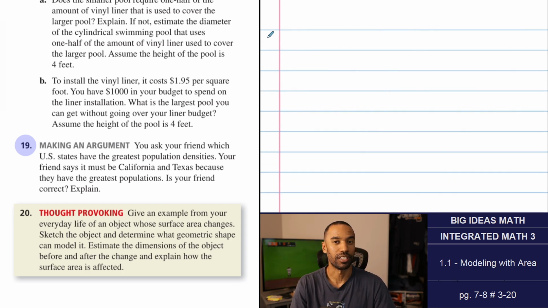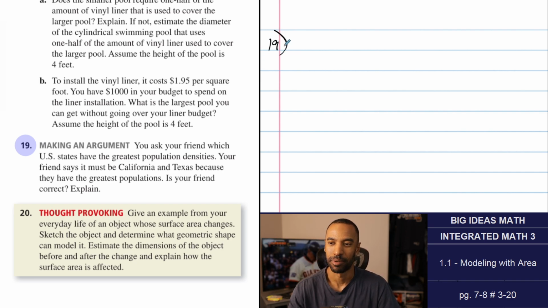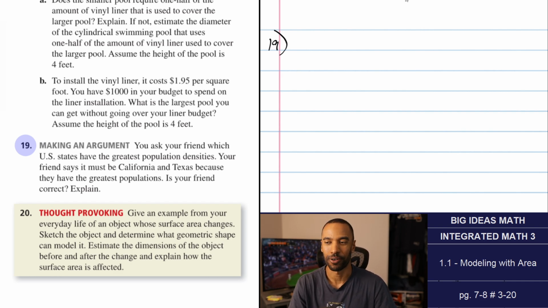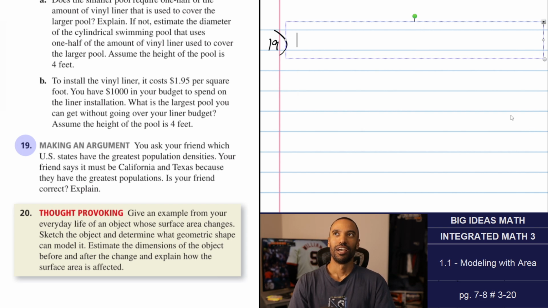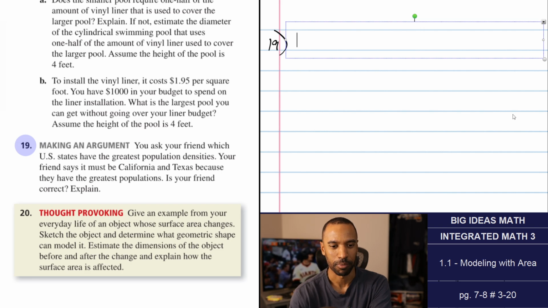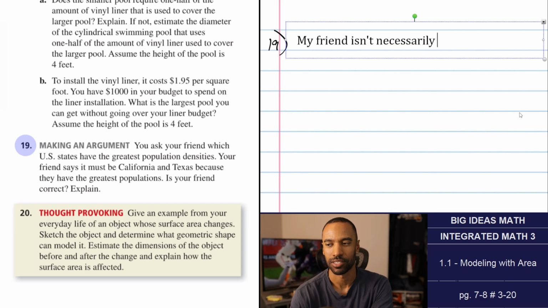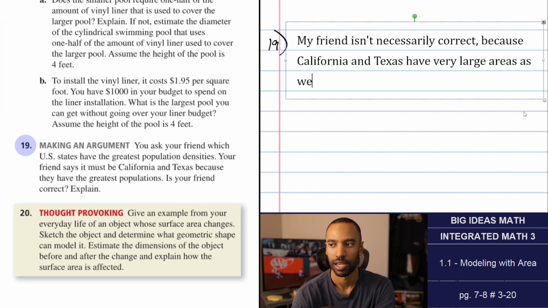I'm sure they're decent. Actually, they might not be. They have maybe the greatest populations, but densities, they also have among the largest areas. I think Alaska's the largest. So Alaska is very sparse in population itself, so its density is also going to be sparse, but that's why they're not using Alaska as an example. My friend isn't necessarily correct because California and Texas have very large areas as well, and population density considers area.